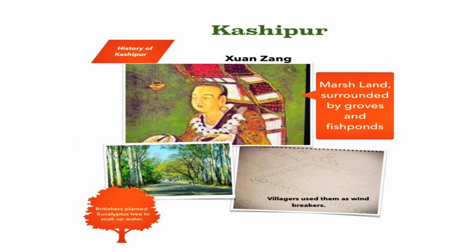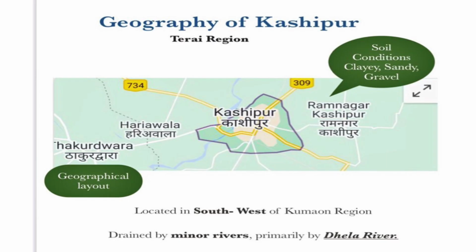Starting from ancient times, when Manzing visited Kashipur, he described the area as a marshland full of fish ponds. Later, the British came and planted eucalyptus trees to soak up the water, and people started using them as windbreakers. So, what is the geography of Kashipur? It is located in the southwest of Kamau region and is an area of the Rai. It is drained by minor rivers and lakes, primarily by the Dhela River. The soil consists of clay, sandy, and medium sandy and gravel soil.